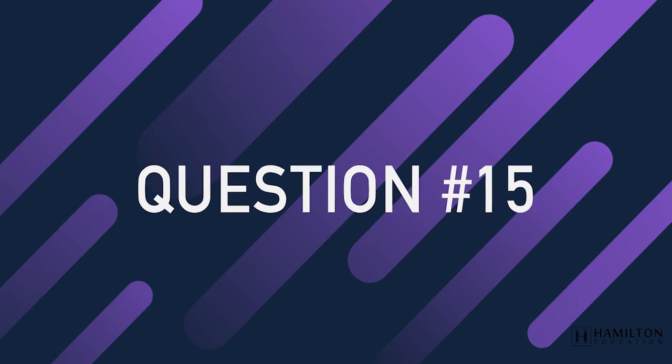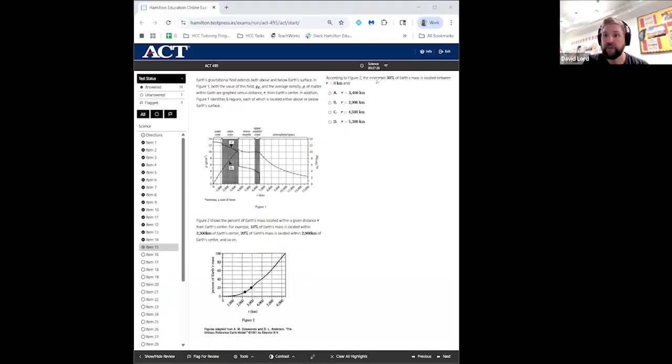Question 15. According to figure 2, the innermost 30% of the Earth's mass is located at R between 0 and where? So we want 30% of the mass. So going to here, and that would be an R from 0 to about 3,500. Maybe, yeah, 3,400. Looks pretty good. So the answer was A.